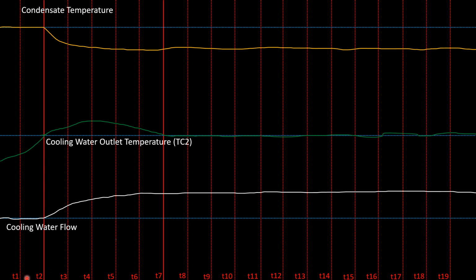So let's suppose at T2 that the cooling water outlet temperature exceeds its set point. Then this override controller will supersede this condensate temperature controller and will therefore increase the cooling water valve, and will keep adjusting cooling water flow until the cooling water outlet temperature finally reaches back to its set point.